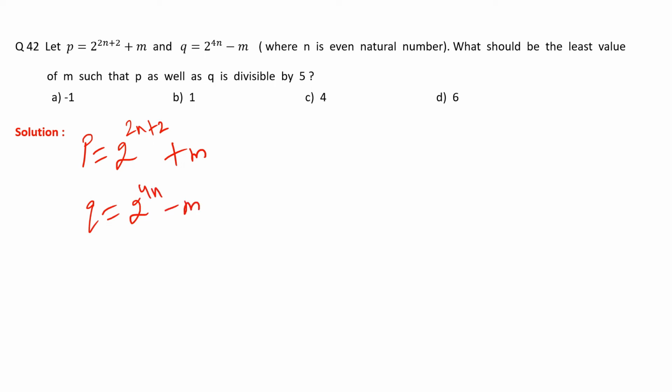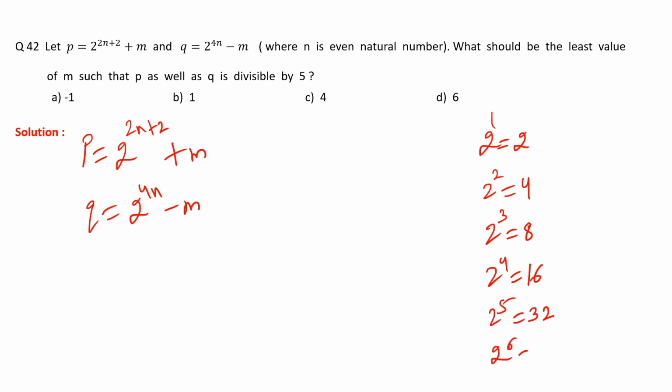In order to solve this question, you need to understand the powers of 2. 2 to the power 1 is 2, 2 to the power 2 is 4, 2 cube is 8, 2 to the power 4 is 16, 2 to the power 5 is 32, 2 to the power 6 is 64, 2 to the power 7 is 128, and 2 to the power 8 is 256. Now students, what is special about these powers is that the last digit of all of these powers is either 2, 4, 8 or 6. And the cycle of 2, 4, 8 and 6 keeps on repeating itself.